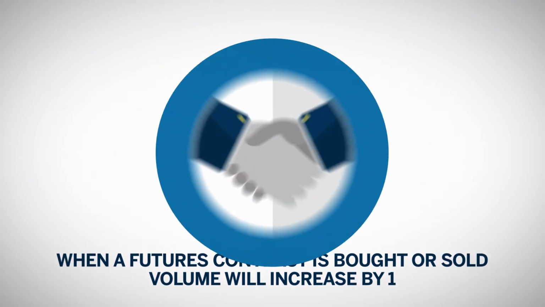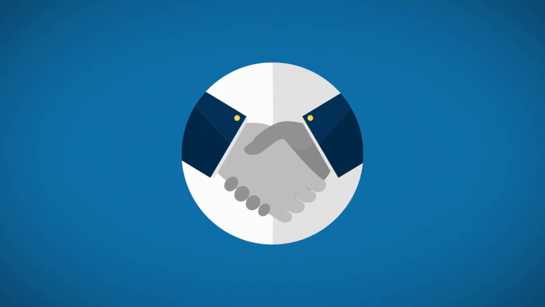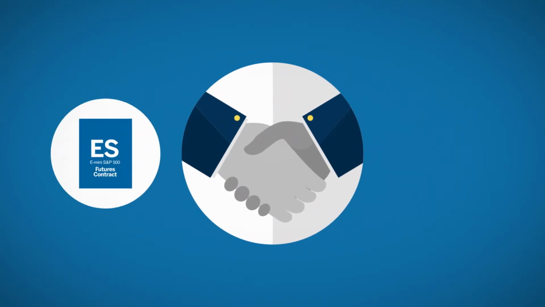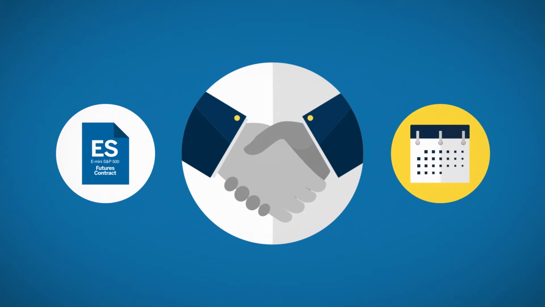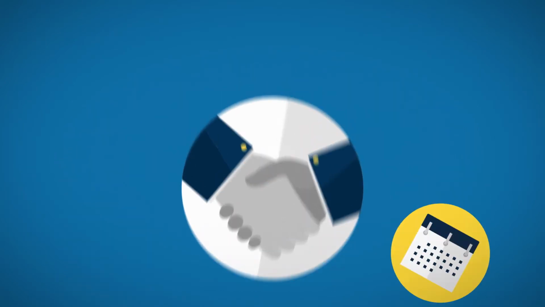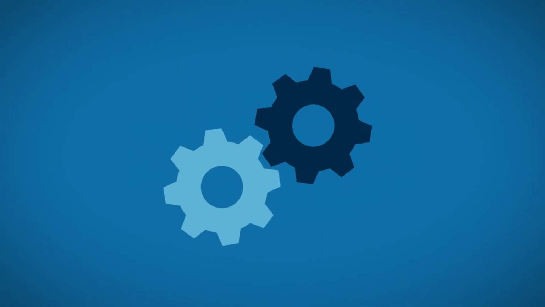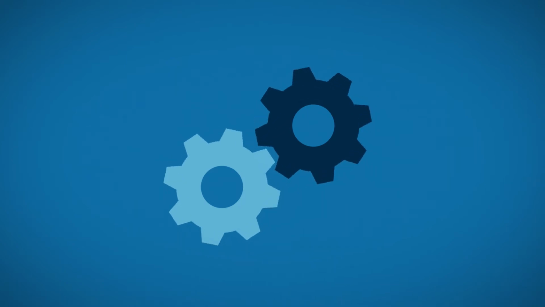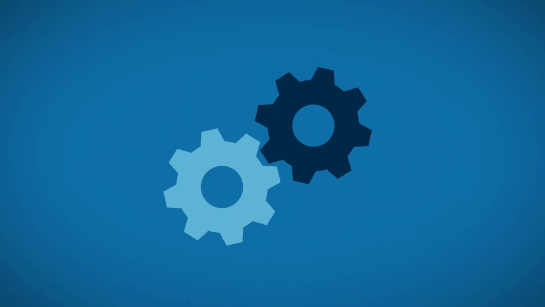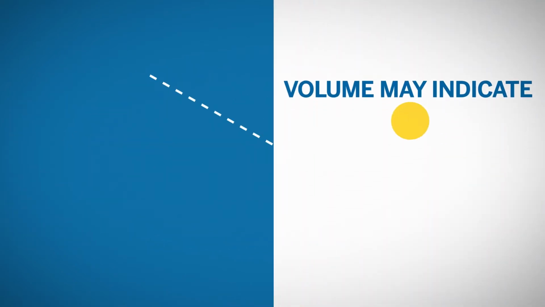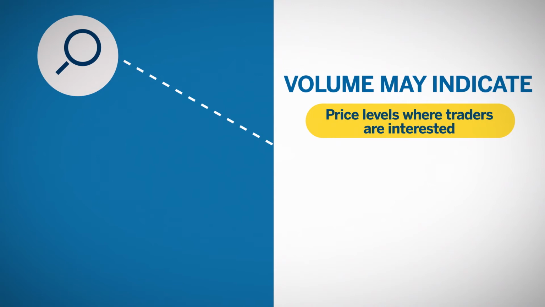For example, a trader closes a short position in the ES contract by buying one ES contract in the same contract month, so ES volume for that contract month will increase by 1. Traders often use and interpret the rise or decline of volume in a futures contract to help make trading decisions. Volume can show important information to traders, such as it can indicate price levels where traders are more or less interested in trading a futures contract.